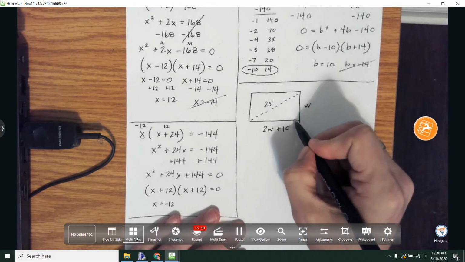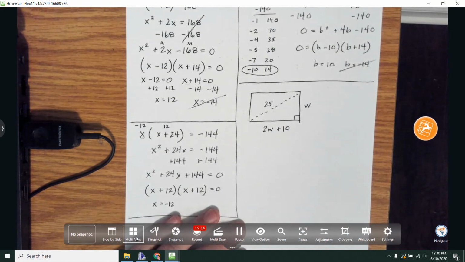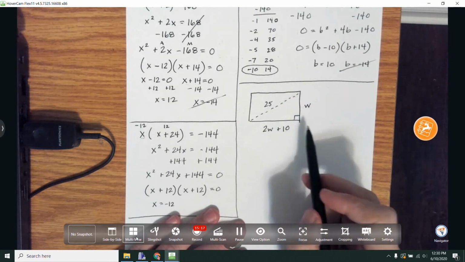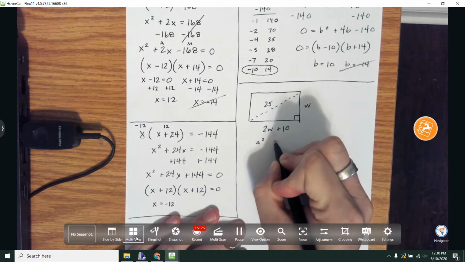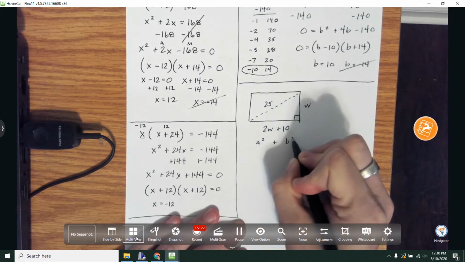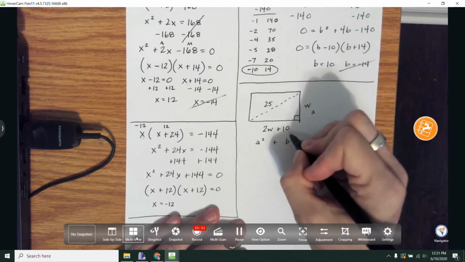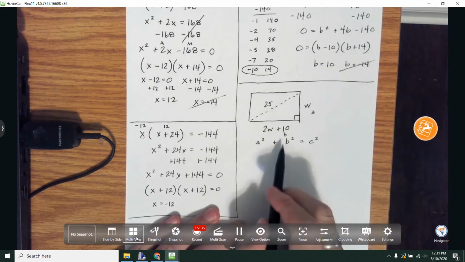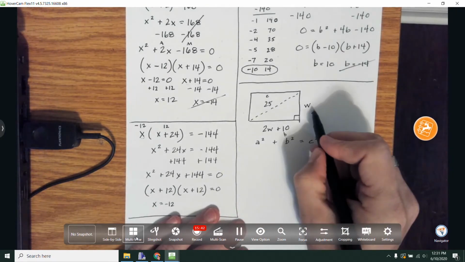Rectangles have right triangles in all their corners, which tells us that we can use something. Cool, you should have learned that when you have a right triangle, you can use the Pythagorean Theorem. That's a squared plus b squared equals c squared. Our a is going to be represented by that w. This is going to be represented by our b. And then our c is represented by that 25. We're going to go ahead and plug these in.